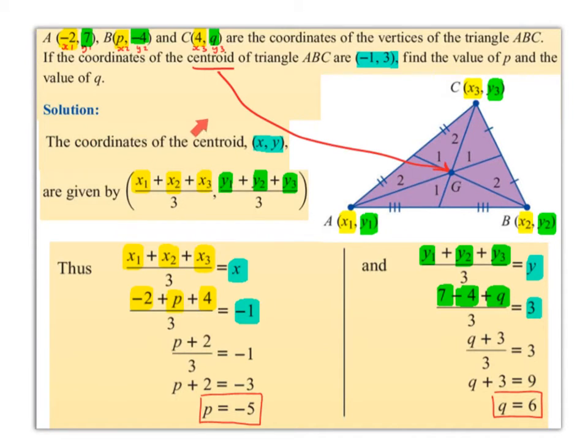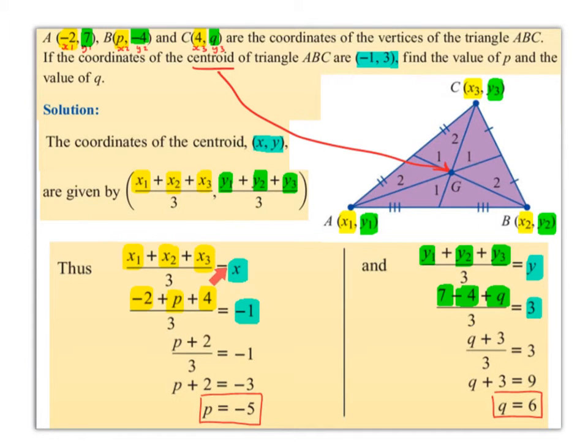And the coordinates of the centroid, x, y, are given by x1 plus x2 plus x3 divided by 3, comma, y1 plus y2 plus y3 divided by 3. So we're going to take our points we're given at the start, label them x1, y1, x2, y2, x3, y3. So all the x's highlighted in yellow are going to be added together, divided by 3, and this will end up giving us our x coordinate for our centroid.